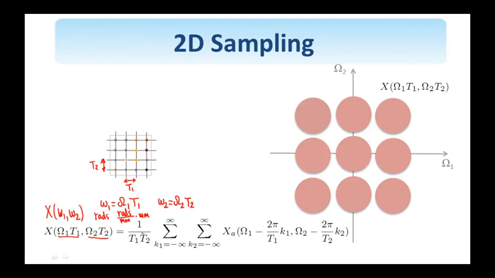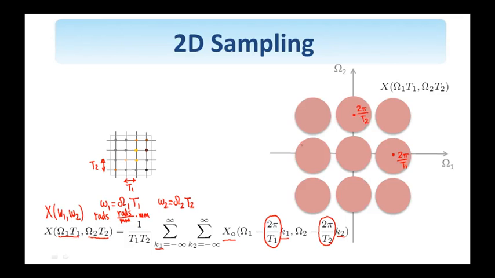So what this expression tells me again is that I take the spectrum of the analog signal and I periodically extend it. So K1 ranges from minus infinity to infinity, so does K2. And the periodic extension in the horizontal direction is with respect to 2 pi over T1, while in the vertical direction with respect to 2 pi over T2. So this point here is 2 pi over T1, while this point is 2 pi over T2.